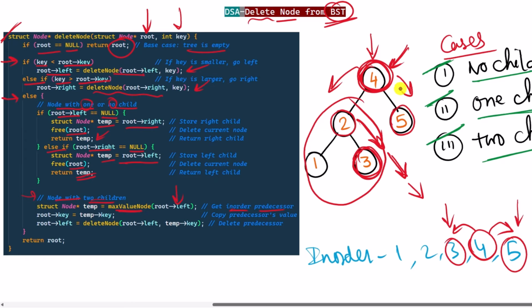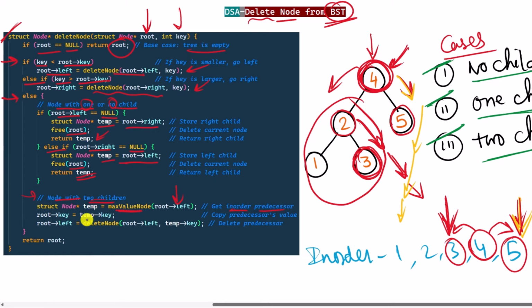Also we can do this the other way. That means we can also use the in-order successor. That means we're gonna pass the right child as the parameter, and then the function will go to the left. So it will find the leftmost child from this right subtree, which will be the in-order successor. So we can use either of them, the in-order predecessor or the in-order successor.